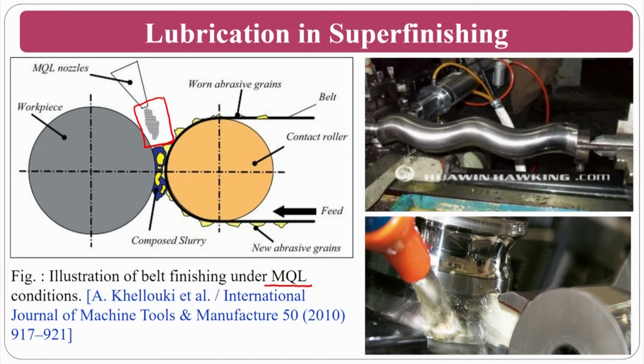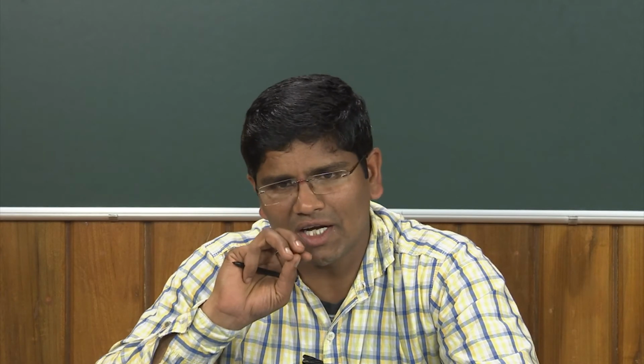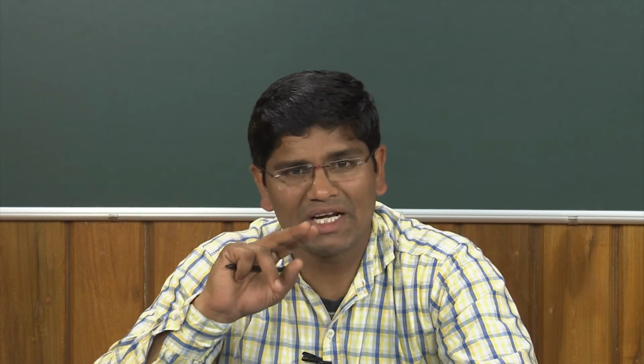You can try with MQL as one of the options, like a sustainable super finishing operation. Take the plunge type or roller type, whichever is suitable for your nozzle application, where you can put your nozzle and all those things. Plunge type may be slightly difficult, so you can go for the roller type, and you can check the performance of the super finishing process from the point of the surface roughness achieved.